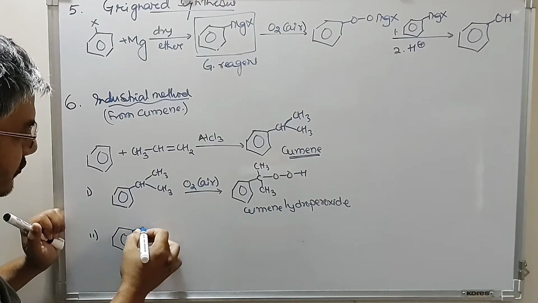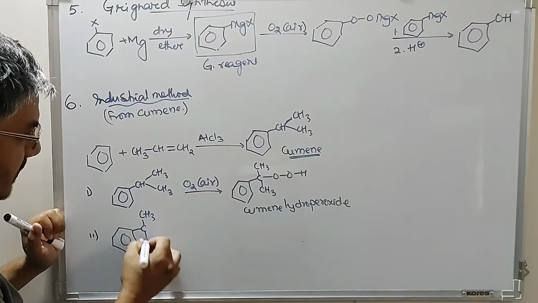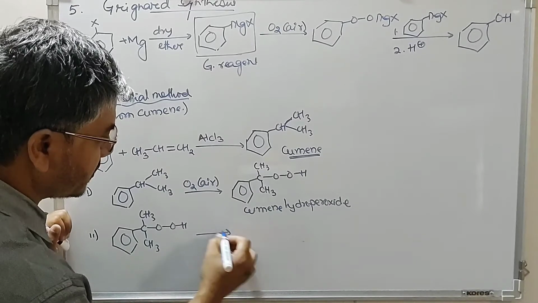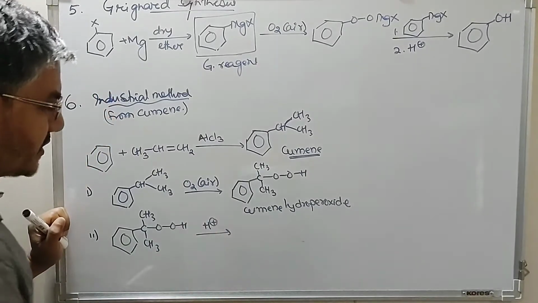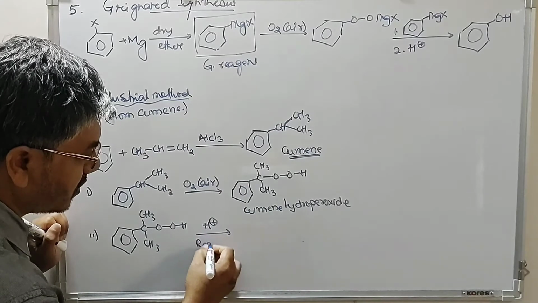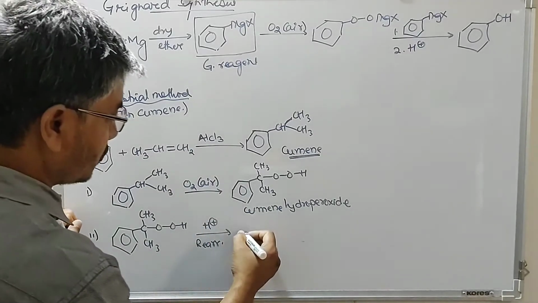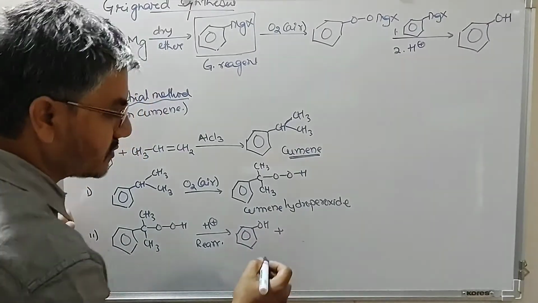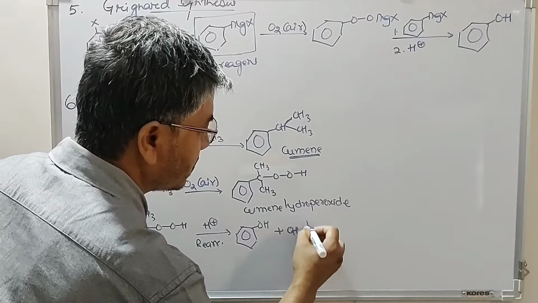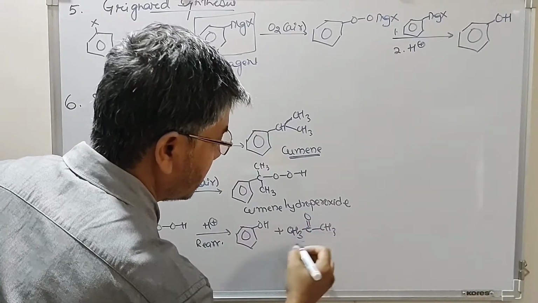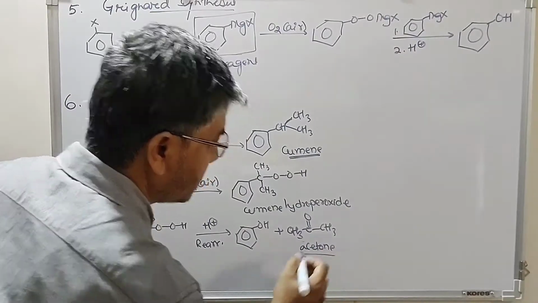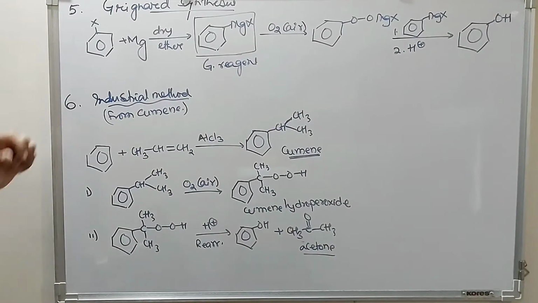So in the second step we have this cumene hydroperoxide. This cumene hydroperoxide is treated with H plus ion, that is acidification. When this undergoes a rearrangement to give you phenol and a very important byproduct, that is acetone. So this is a very important method for preparation of phenol.